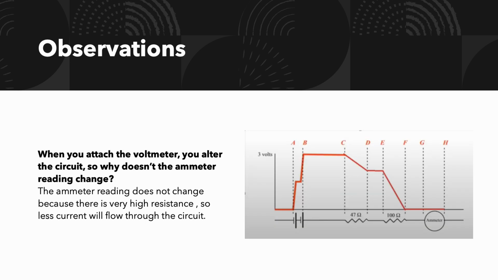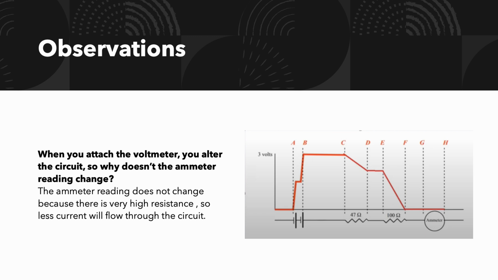For observations, the graph shows the potential differences across different parts of the circuit. From A to B, there's a voltage gain due to the batteries. From C to D and E to F, there's a voltage drop due to the resistors. And the sum of the potential differences all add up to 0.